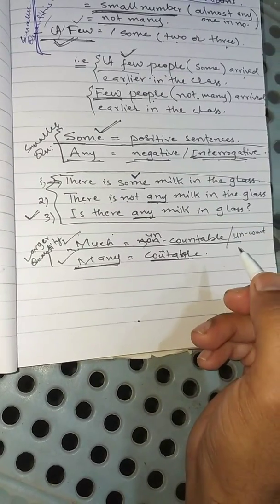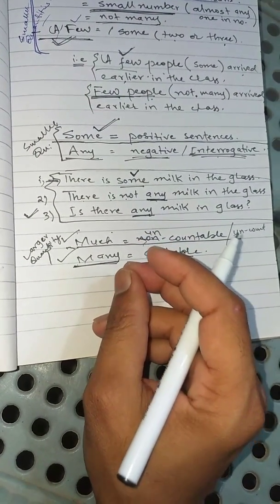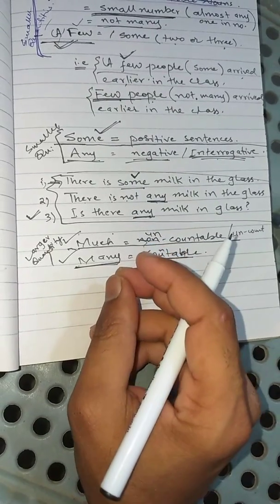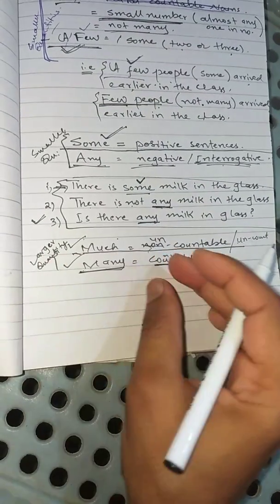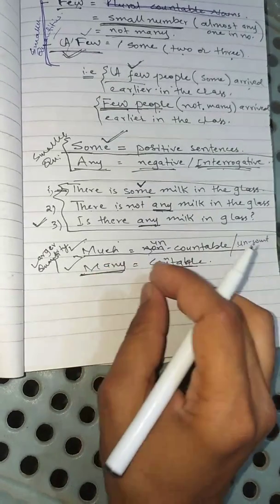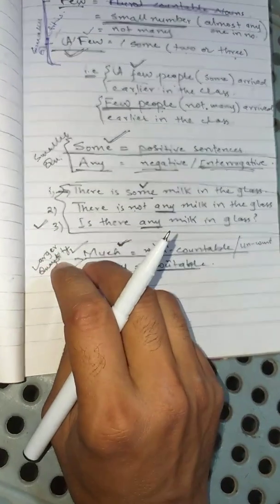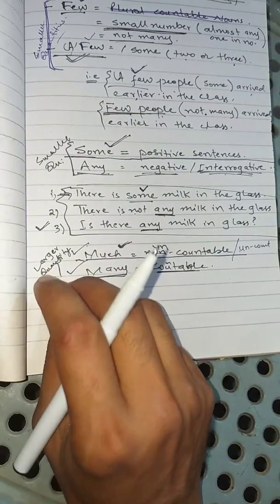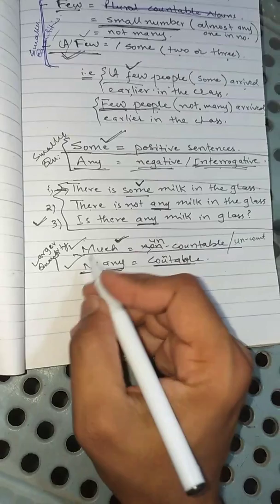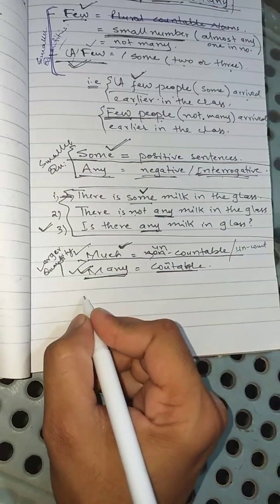Okay, I told you that the objects, the things which are in liquid form, which are in powdered form, the things which cannot be separated and then counted, with such type of things we will use much. But if the things are quite easily separable, then you are going to use the word many. Now let's take an example.